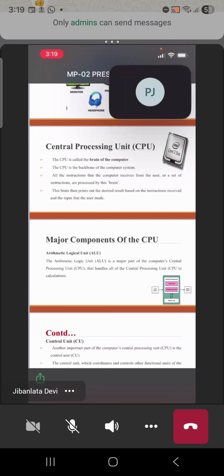The major components of the CPU are the ALU, arithmetic logical unit, and the control unit. The arithmetic logical unit is a major part of the computer's central processing unit that handles all the calculations. All the arithmetic calculations are done by the ALU.